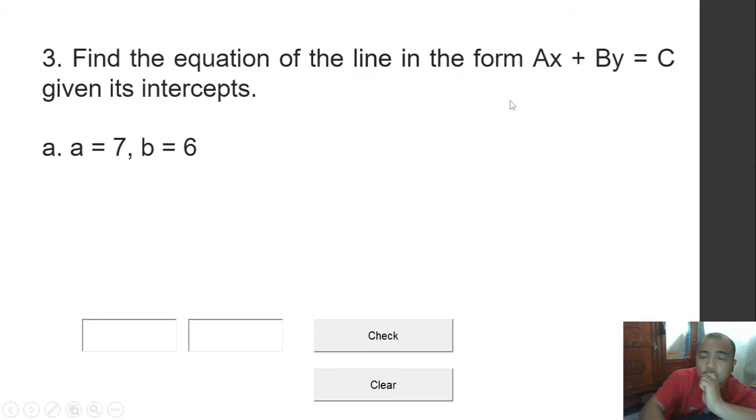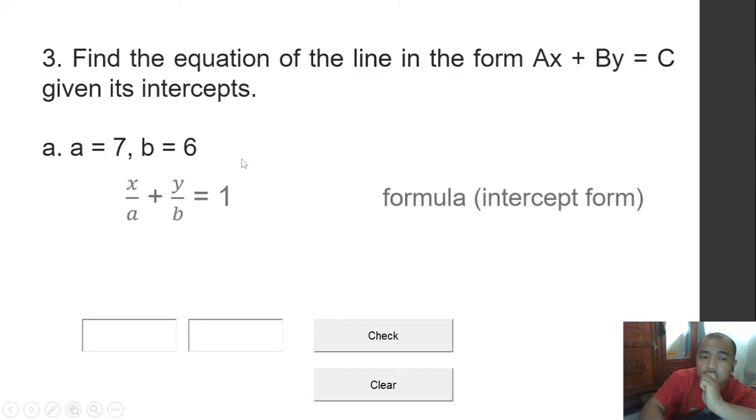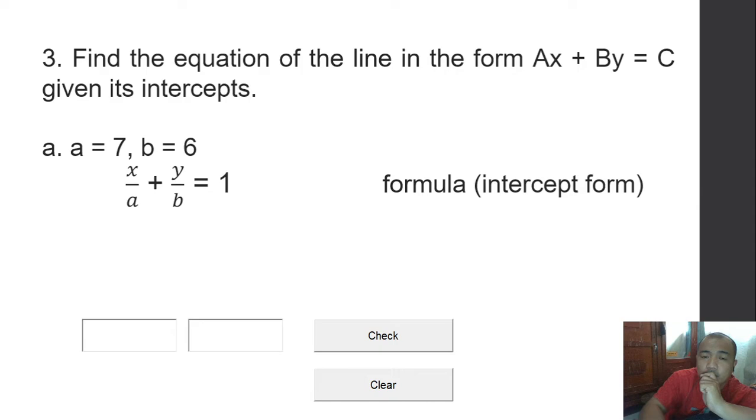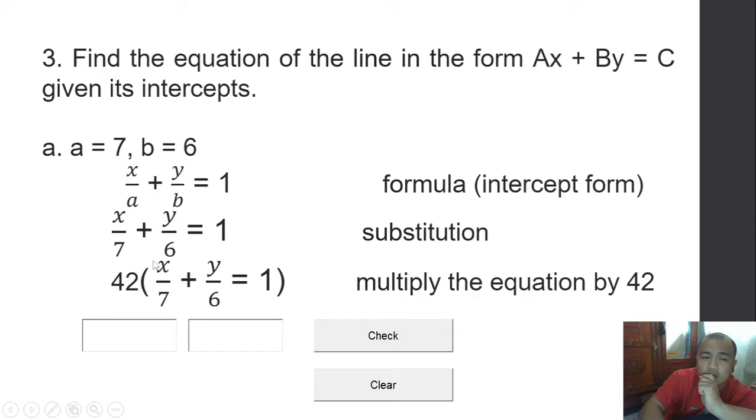Number 3, find the equation of the line in the form ax plus by equals c given its intercepts. X-intercept 7, y-intercept 6. So same procedure as we did in the previous example. Intercept form: x over a plus y over b equals 1. So substitute: x over 7 plus y over 6 equals 1 is the intercept form of the equation of the line, but we are asked to find its equation in ax plus by equals c form. So we will multiply this by the LCD. What's the LCD? 42.